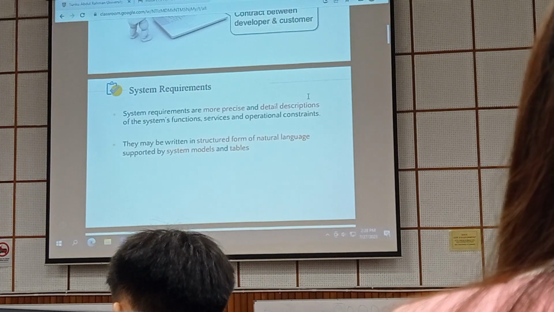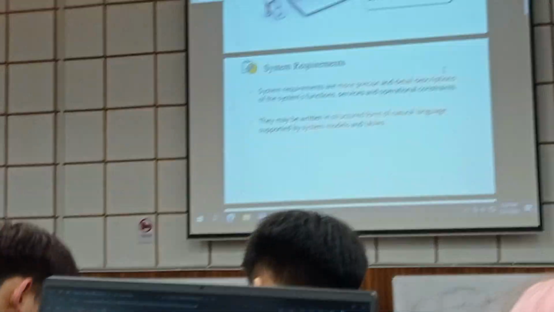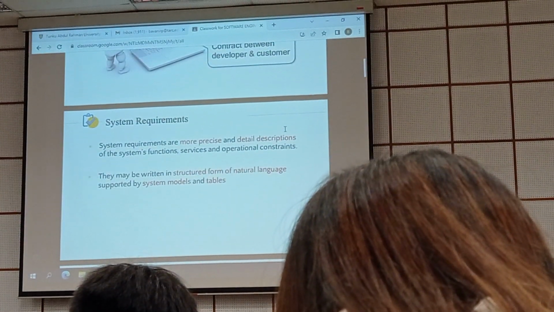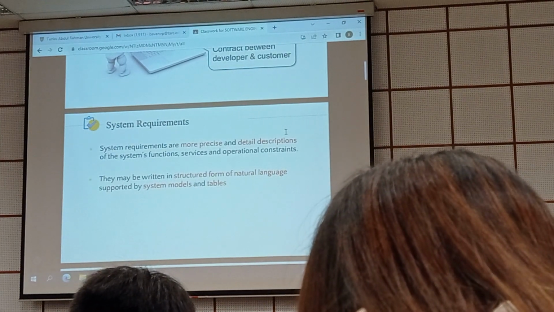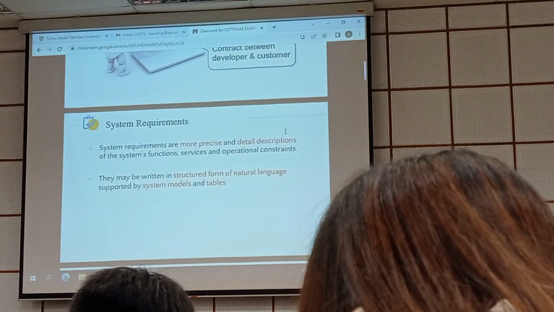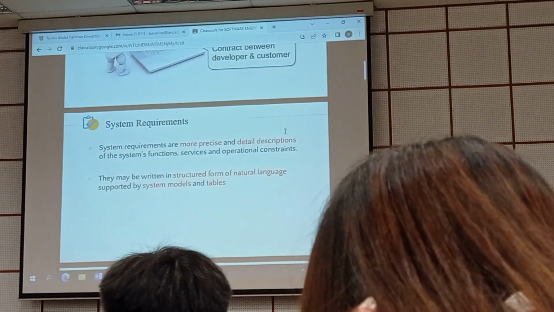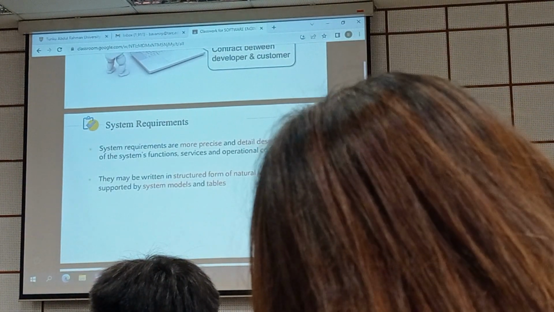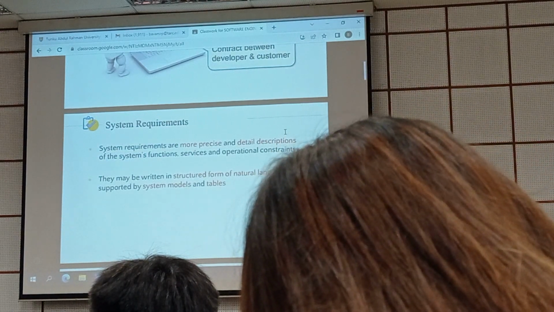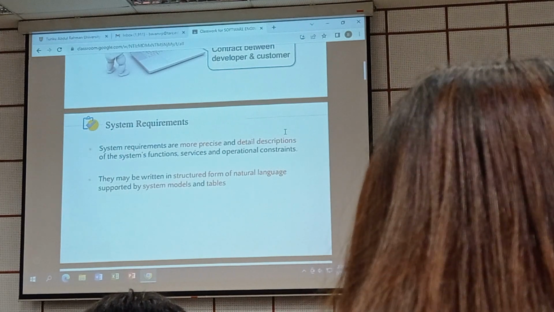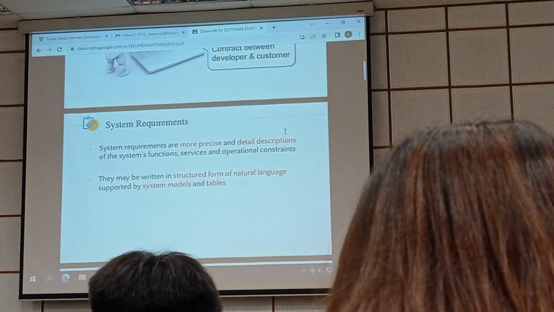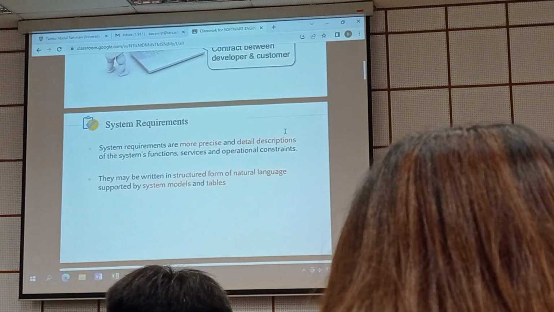So that is what we call structured natural language. Of course, you are still using natural language here, which is English or whatever, but this one is in a structured form. It's not something where you take a piece of paper and write. Everything has been formatted, and you just follow it: in the scope what I will write, in the function what I will write. You just follow the template.